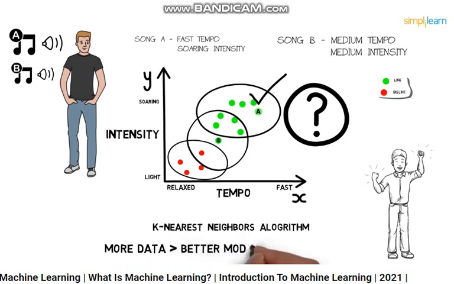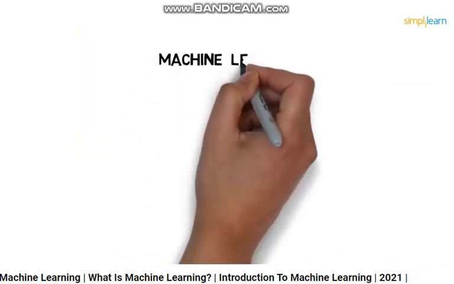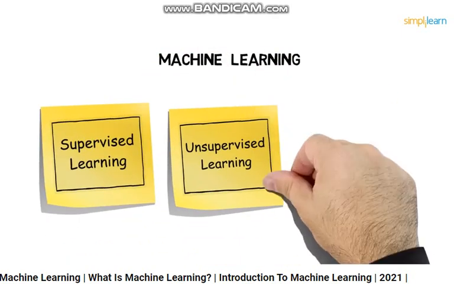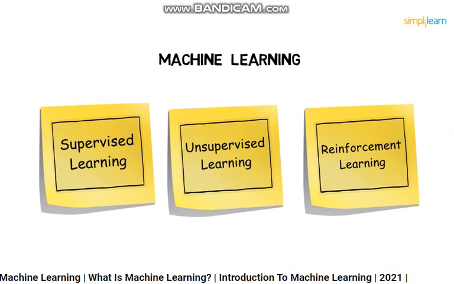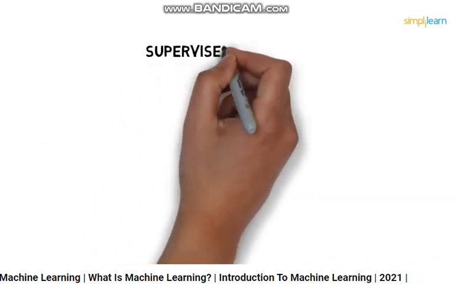The more data, the better the model, and the higher the accuracy. There are many ways in which the machine learns. It could be either supervised learning, unsupervised learning, or reinforcement learning. Let's first quickly understand supervised learning.